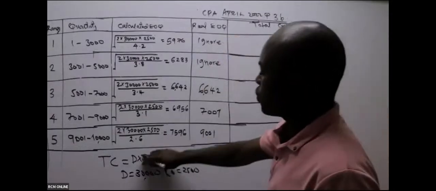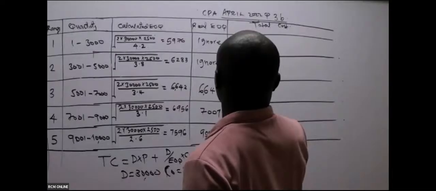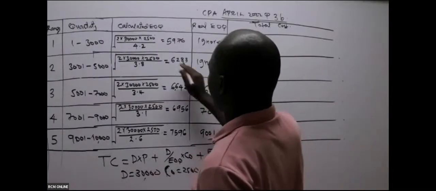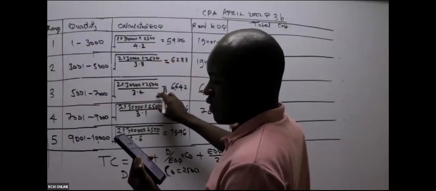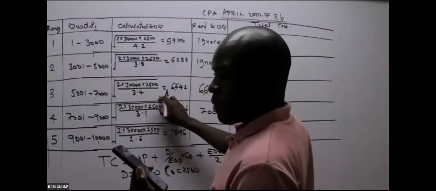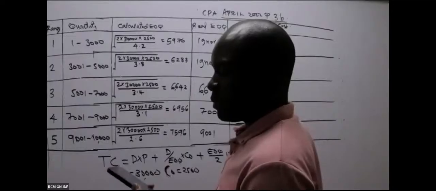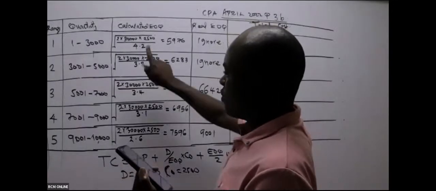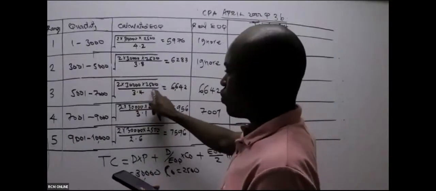Great. So let's come here. The first one, total cost will be demand, which is 30,000, times purchase price. So the purchase price under range 3. Can you give me the figure here? Purchase price under range 3. No, look at the formula. Holding cost is 20% of purchase price. So what was your purchase price?